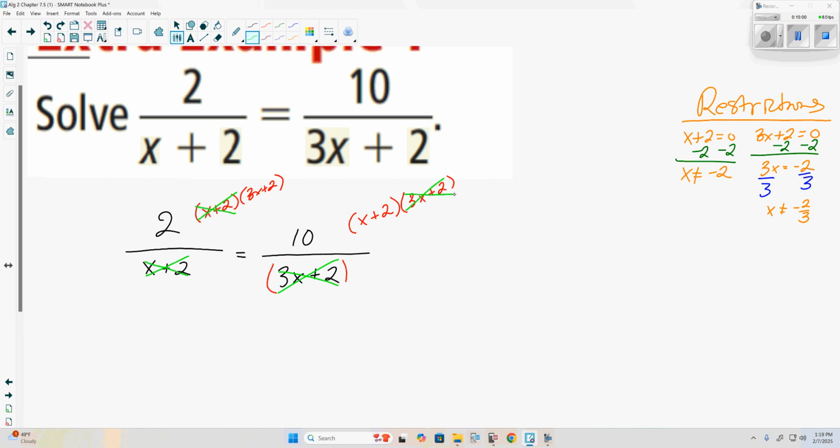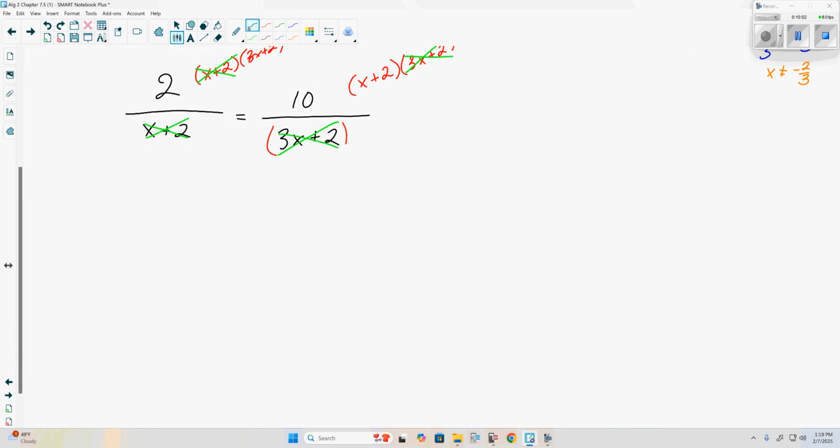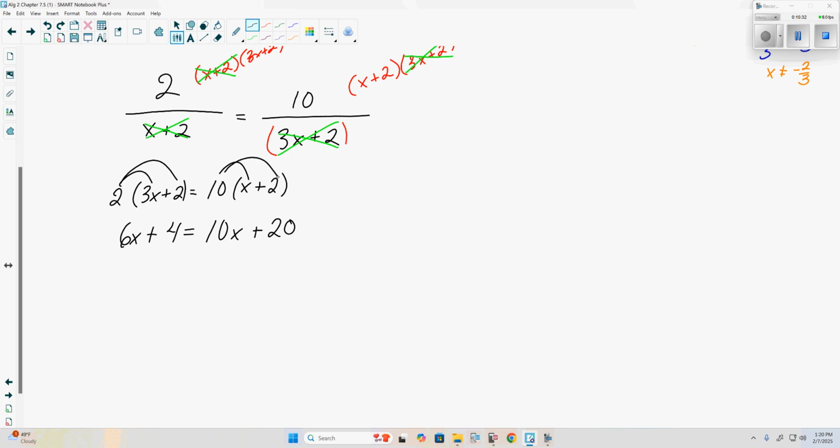Now let's see what that leaves us with. On the left-hand side, we still have our 2, and it's being multiplied by 3x plus 2. And that's going to be equal to 10 times x plus 2. 2 times 3x, 2 times our positive 2, 4, is equal to, yes, 10x plus 20.